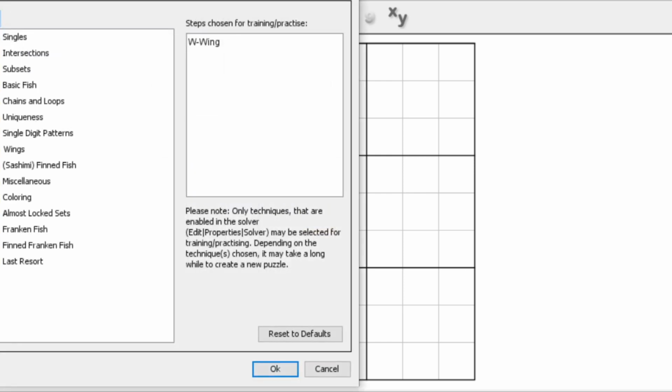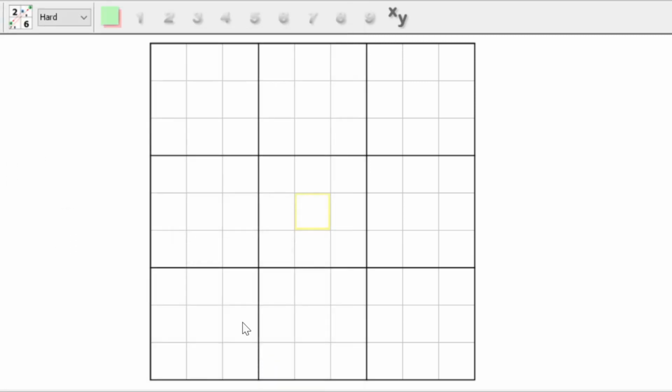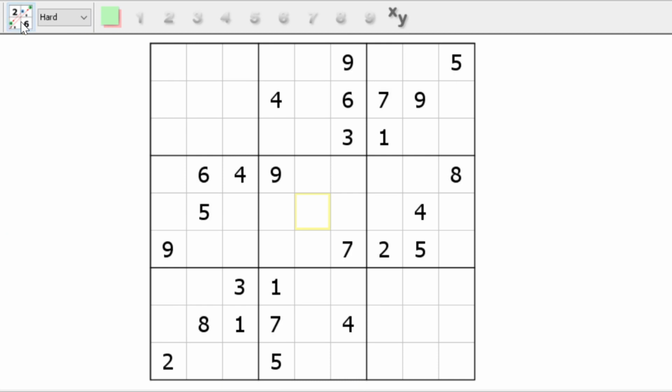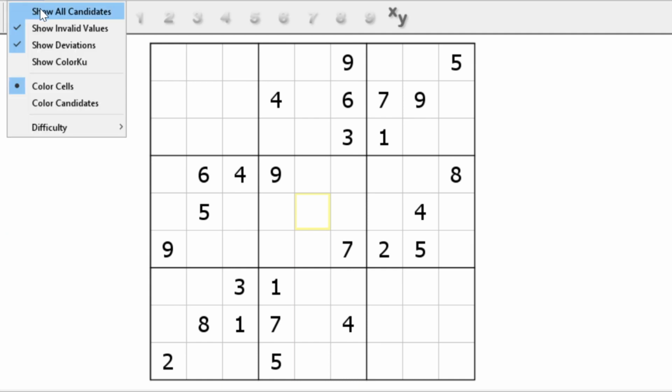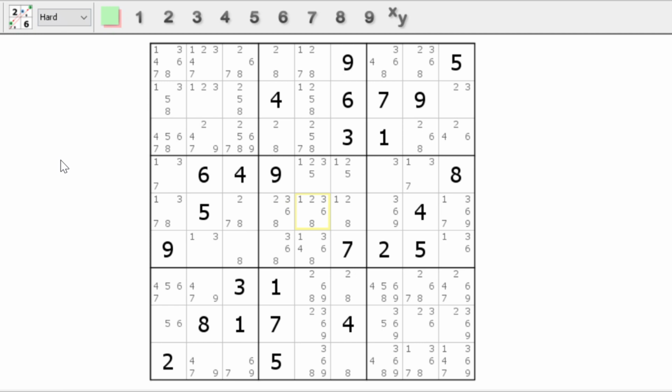practice mode. And then I can go down here and you can pick what type of solving technique you want. So I'm going to pick the W-wing. So that means this puzzle, which is hard, click on a new one. It will require the use of a W-wing to solve it. So it's a hard puzzle. It's going to require advanced solving techniques. A W-wing will require you to be able to see the candidates because that's how we eliminate candidates and solve.